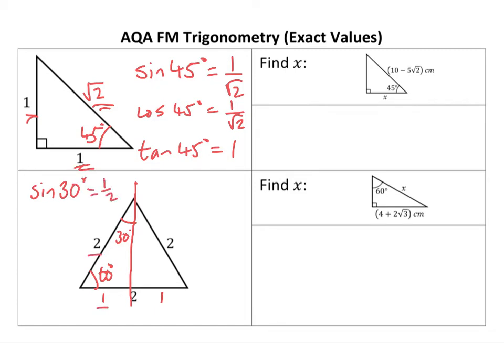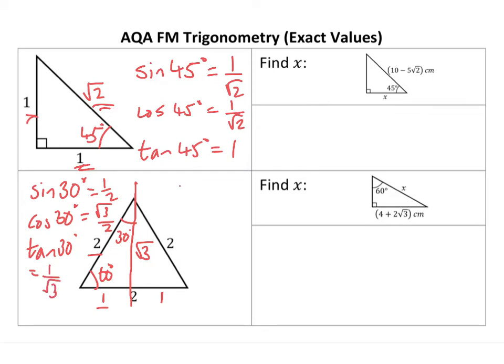I can work out this height here, which is root 3 using Pythagoras, 2 squared minus 1 squared this time. So cosine 30 is root 3 over 2. And tan of 30 is, I'm going to have to put it underneath, aren't I? Is going to be 1 over root 3.